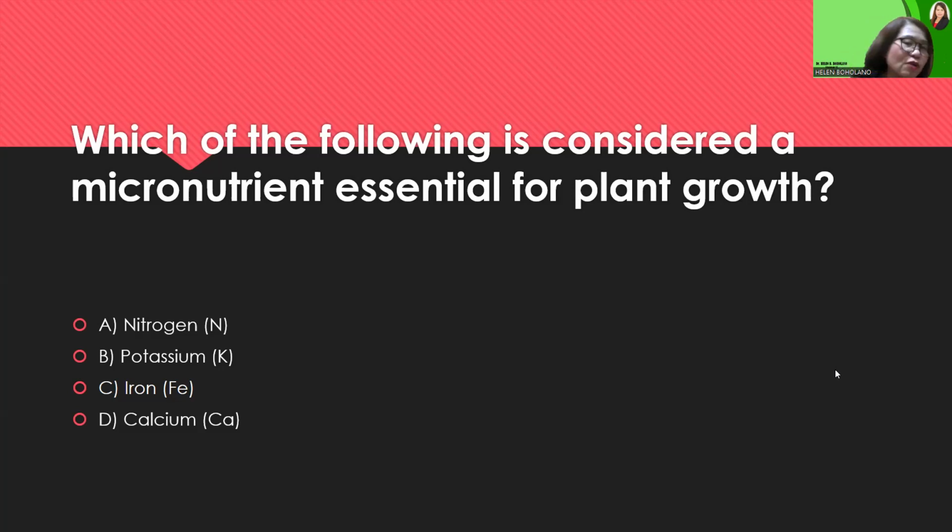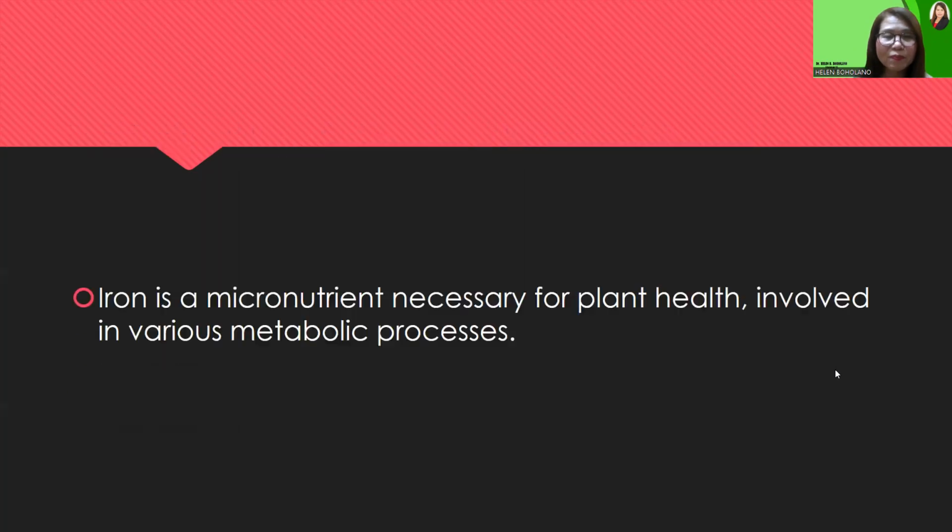Okay, thank you so much. So the right answer is iron. Iron is a macronutrient necessary for plant health. It is also involved in various metabolic processes. Thank you so much for doing it well.